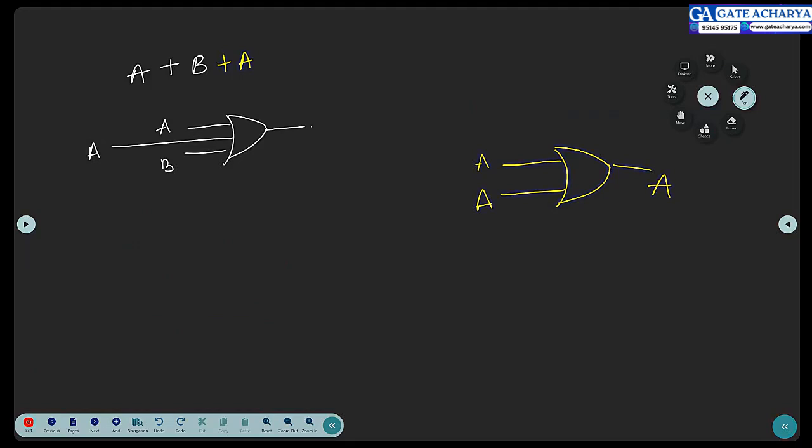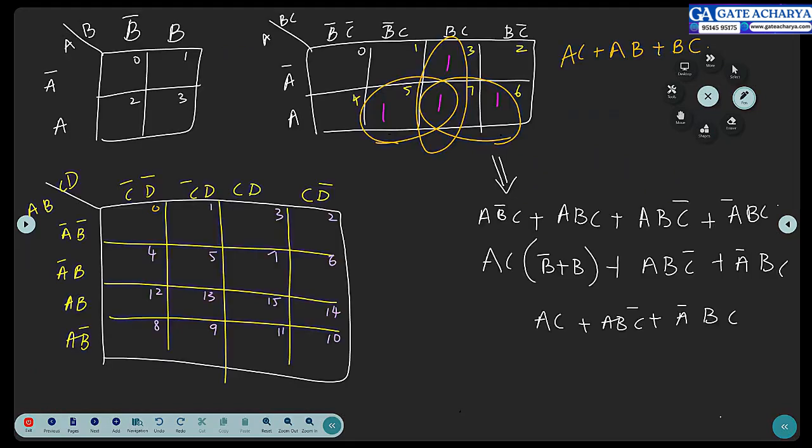That means you can have these terms as redundant as many times as possible. So why do I say that? Say I have an expression here. Can I add ABC again? No problem, same thing. That's what I said sometime back. Any term you can redundantly add any number of times. It does not change anything.